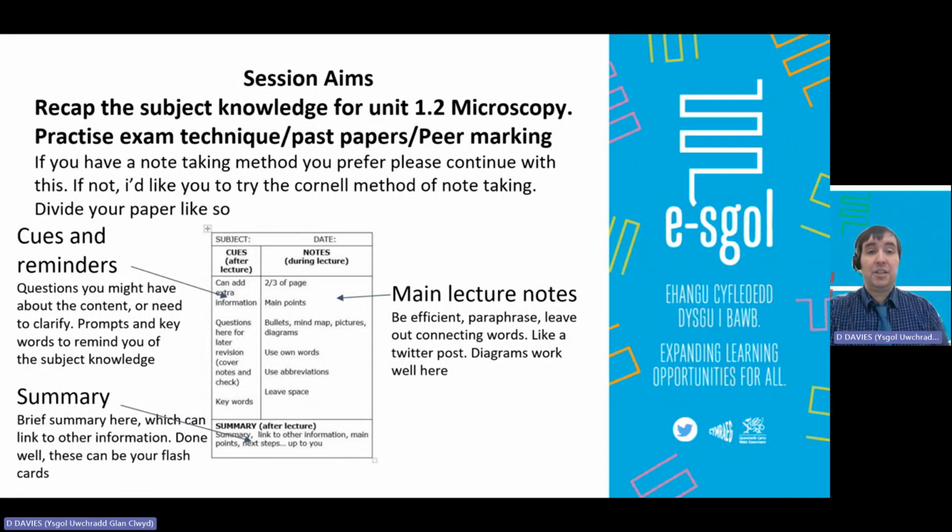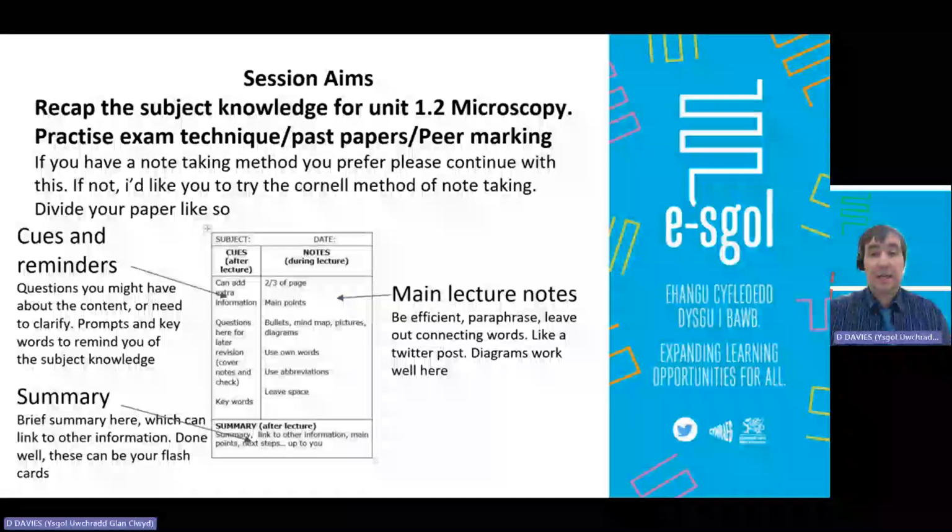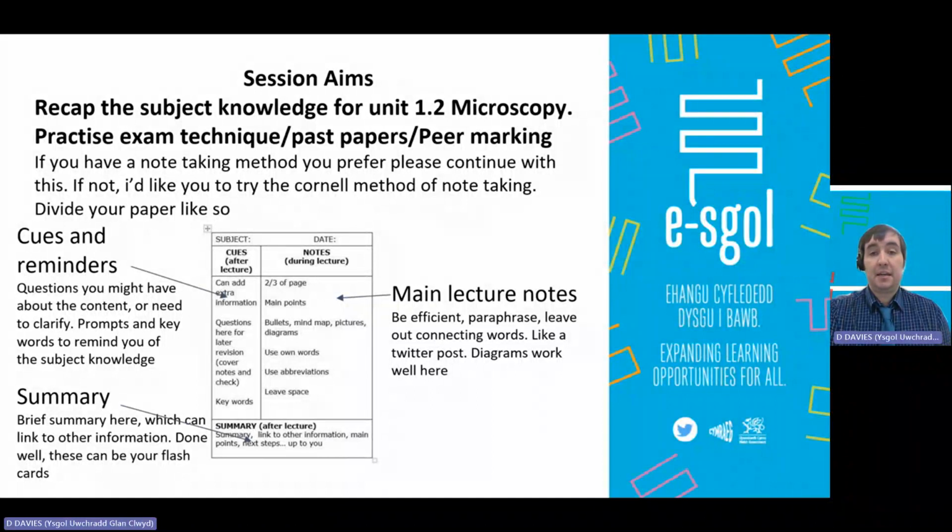Our session aim today is to recap the subject knowledge for the cells unit 1.2 microscopy. There is a previous video that I have done about the subject knowledge or the content for cells and tissues, so you can have a look at that again, but today I'd like to concentrate on microscopy and practicing some exam technique, past papers, and some peer marking. Right, so off we go.